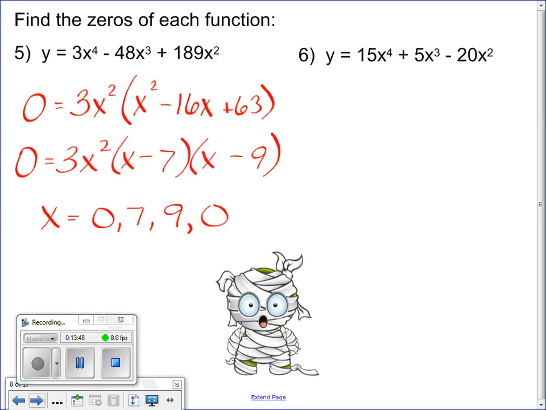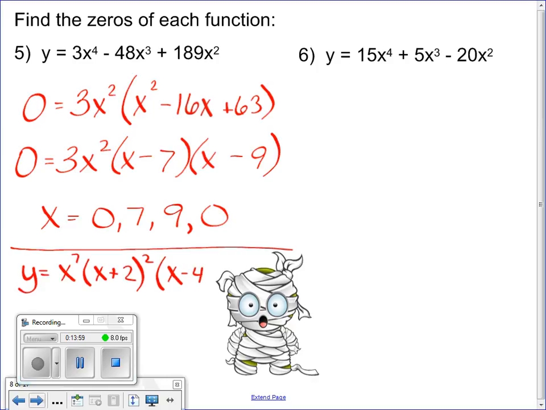All right, so little side note here. What if I had y equals x to the 7th, x plus 2 squared, and x minus 4 to the 3rd? What about all of that? So what would be here? 7 zeros. 1, 2, 3, 4, 5, 6, 7. I'm just trying to prove a point here. I'd have 7 zeros. That's a lot of answers.